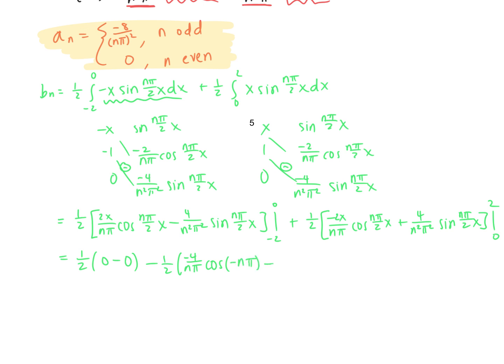If we substitute in negative 2 here, I'm going to get sine of negative n pi. Well, sine of any multiple of pi is just 0. Okay, so this first expression is done. I plugged in 0, I plugged in negative 2. We're now at this expression where we're plugging in 2 and 0. If we plug in 2, we're going to get negative 4 over n pi cosine of n pi. If we plug 2 into here, we get sine of n pi, which is just 0.